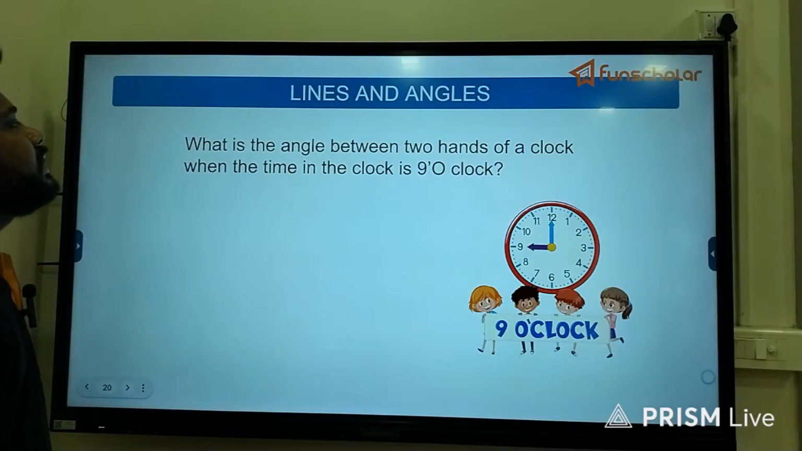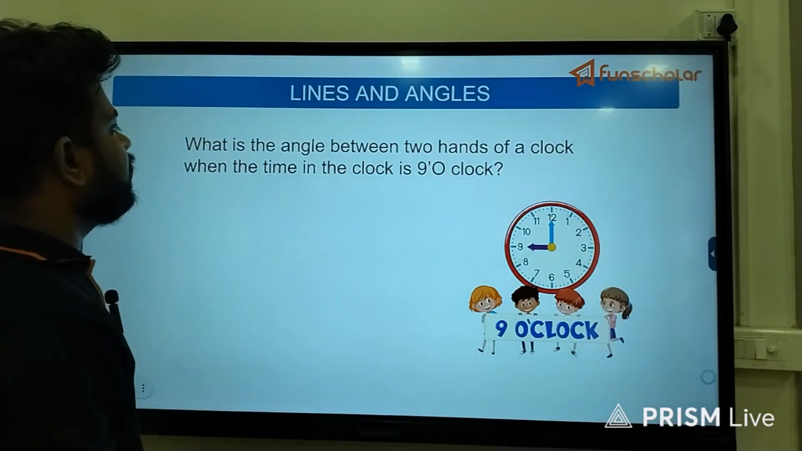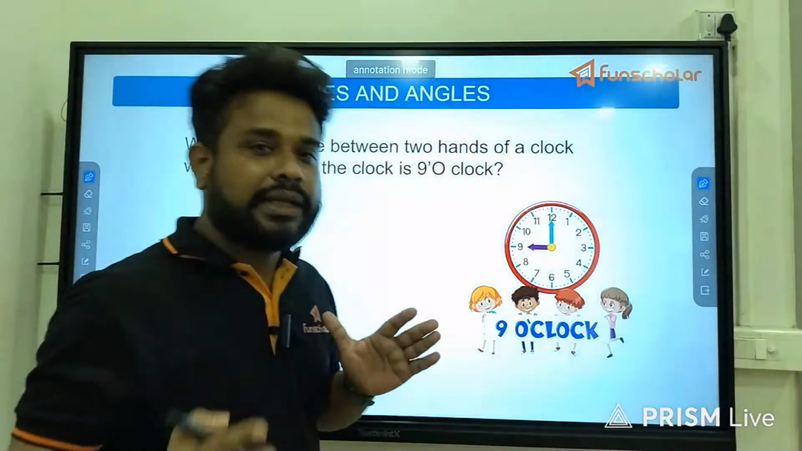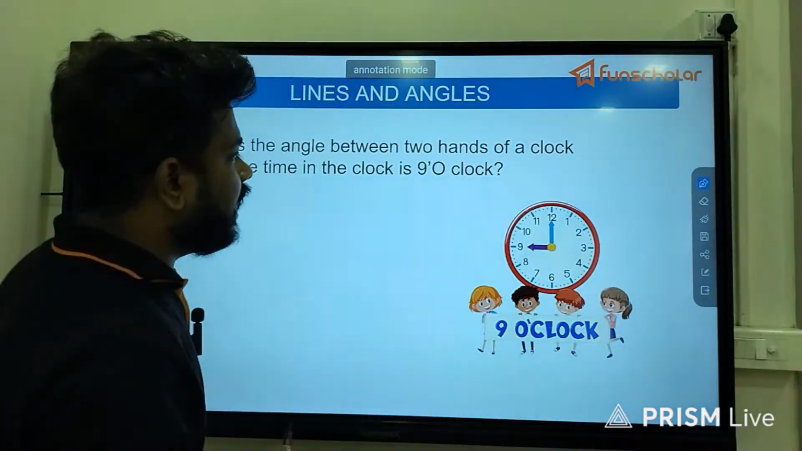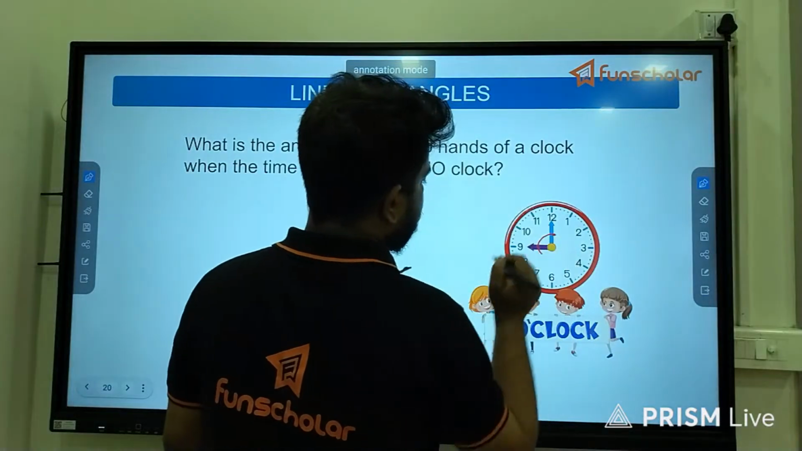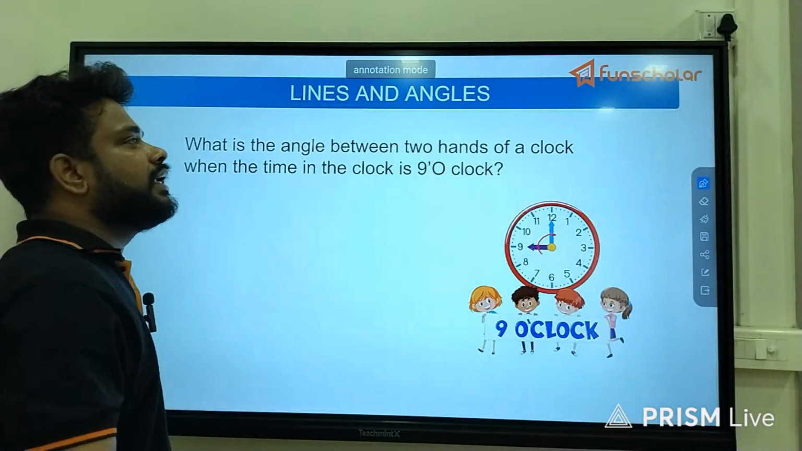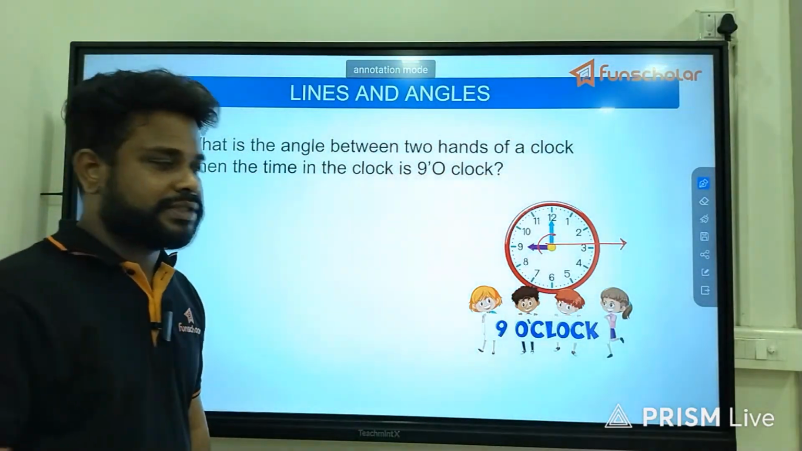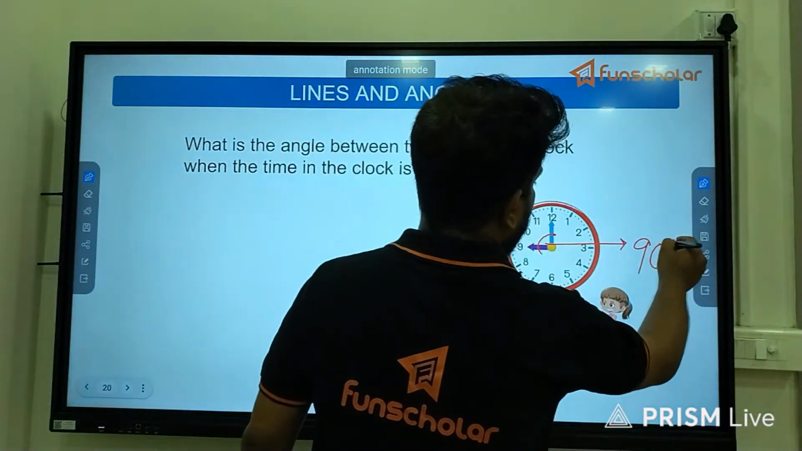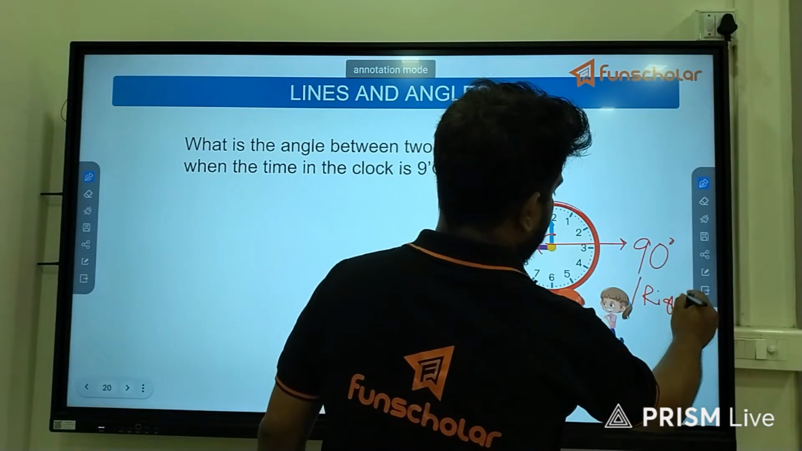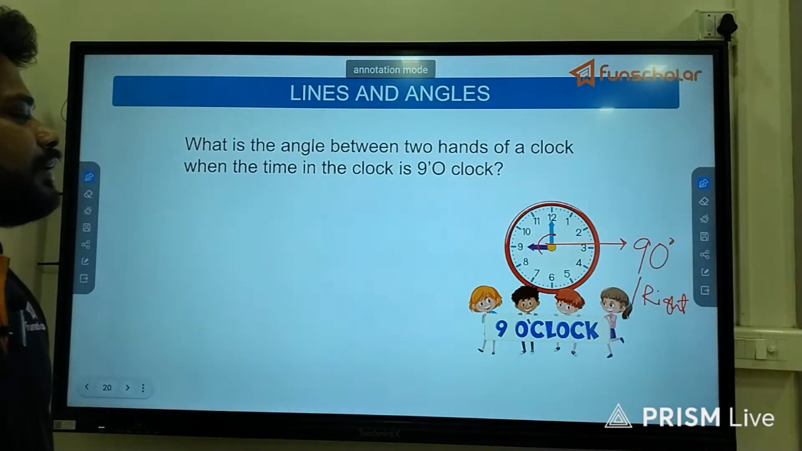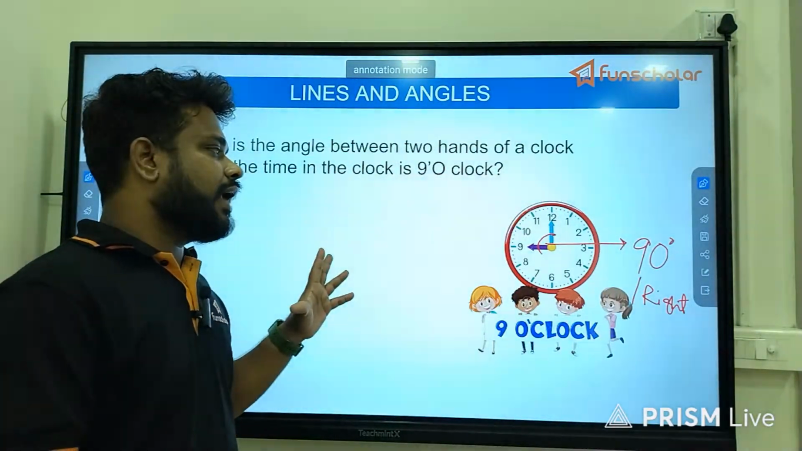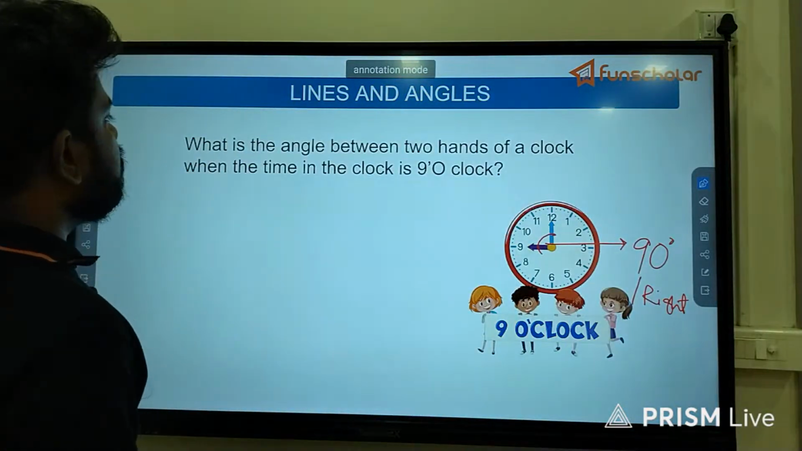Now, what is the angle between two hands of a clock when the time on the clock is 9 o'clock? These are general questions which are practical examples where angles can be found. At 9 o'clock, this will be the angle. Tell me what the measurement of this angle will be. Generally, it will be 90 degrees, or the right angle. In a wall clock, 9 o'clock is the right angle, or 90 degrees.